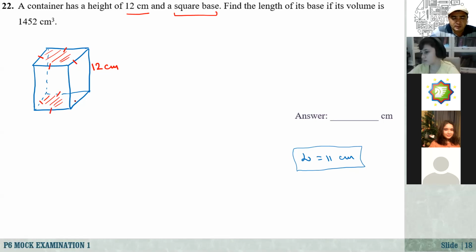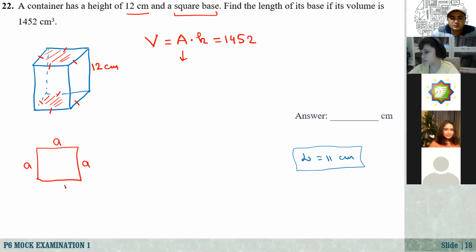How do you find the volume of the container? It's the base area times height, which is equal to 1452. Now, do we know the base area? We don't know, but we know that it is a square. Let's say one side is A centimeters, also this one is A, this one is A, this one is A.